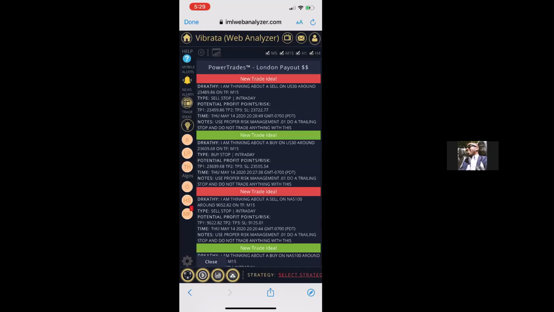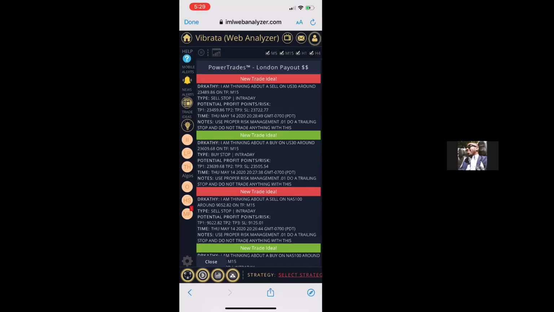Does that make sense? Because indices are very aggressive. They move thousands of pips at a time. They can make you money quickly, but they can also damage your account quickly if you don't have the proper lot size. So it's recommended, as you see here, to have a 0.01 lot size per 1,000.